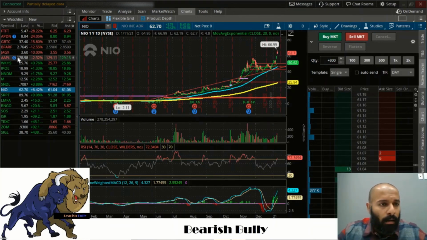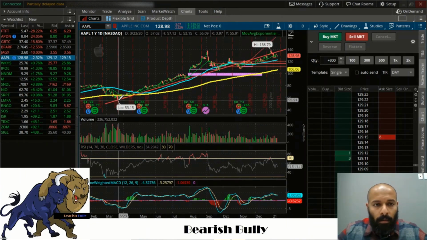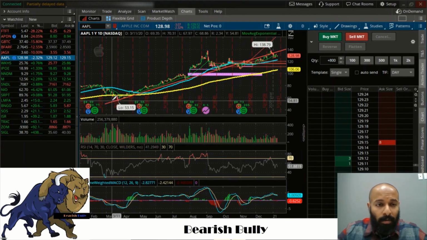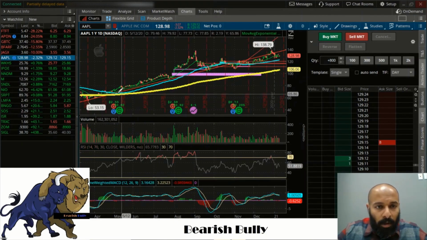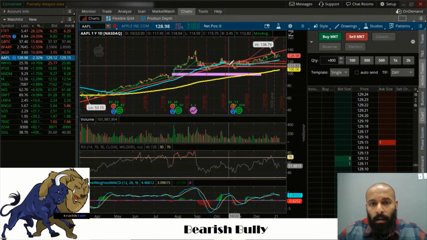Even if you look at it, let's look at Apple. Apple, same thing. This is a support. The support goes all the way back down to March 20th of 2020, and it's perfect. I mean, it got hit on July 23rd, came back, got hit again September 21st, came back, broke through, got rejected, got rejected, got rejected.